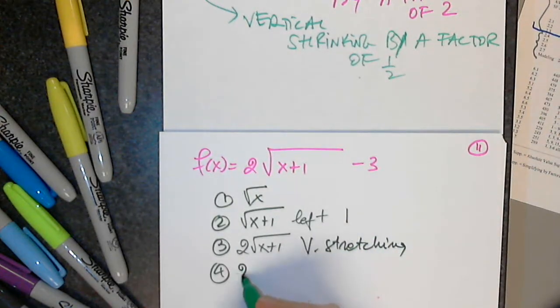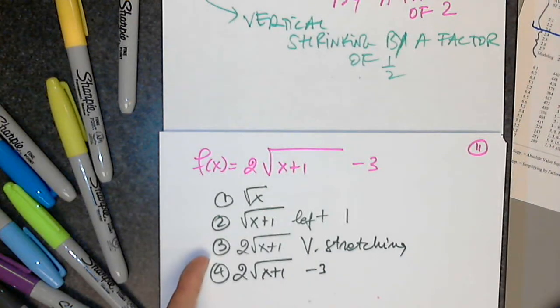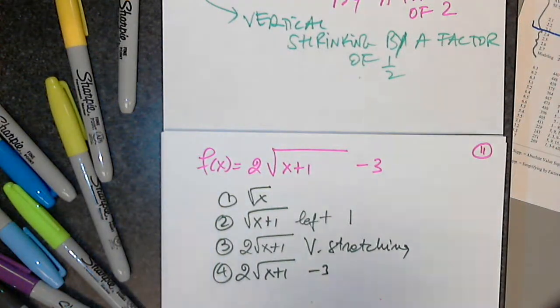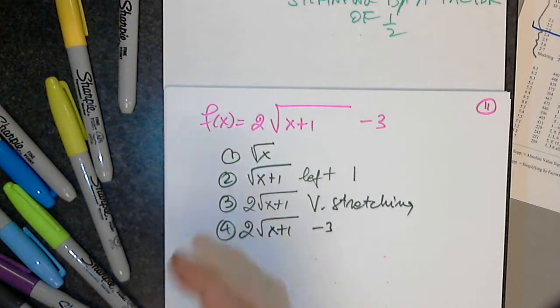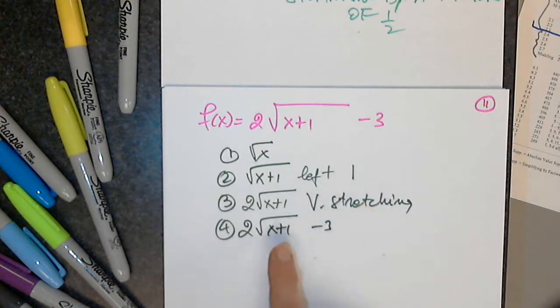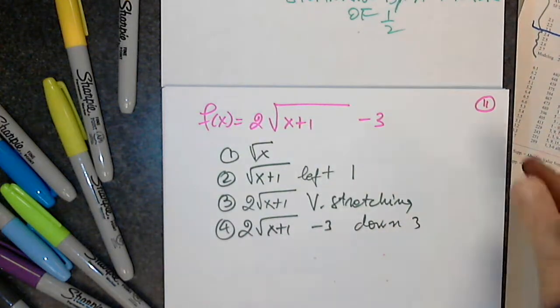And the last one. 2 times the square root of x plus 1, minus 3, is a transformation on the number 3. No longer on the square root of x. So this is on this, this is on this, this is on this. Where does this graph go when I want to graph this one? Down 3. Very good. Awesome.